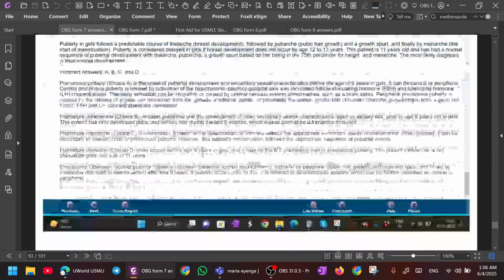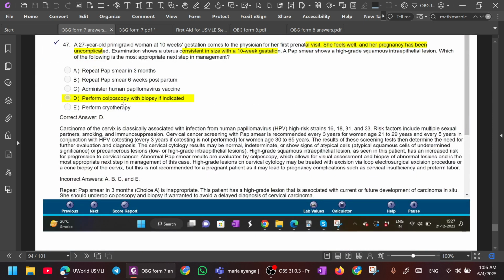Carcinoma of the cervix is classically associated with high-risk HPV strains 16, 18, 31, 33. Risk factors include multiple sexual partners, smoking, and immunosuppression. Cervical cancer screening with Pap smear is recommended every 3 years for women 21 to 29, and every 5 years with HPV co-testing for women 30 to 65. The results of this screening test then determine the need for further evaluation and diagnosis.